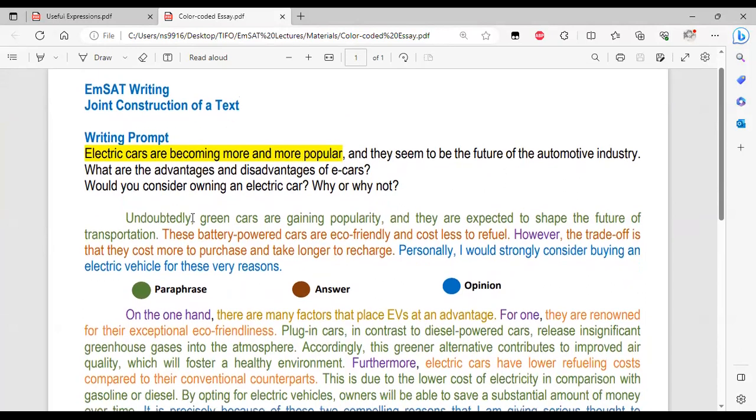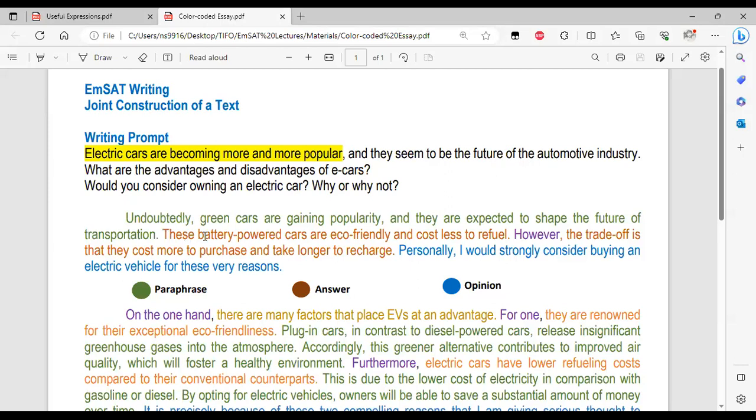Look at the introduction. Undoubtedly green cars are gaining popularity. Look at the statement: e-cars are becoming more and more popular. What do I do? I paraphrase the statement. Green cars are gaining popularity and they are expected to shape the future of transportation, and they seem to be the future of the automotive industry. This is exactly a paraphrase. Then the questions.